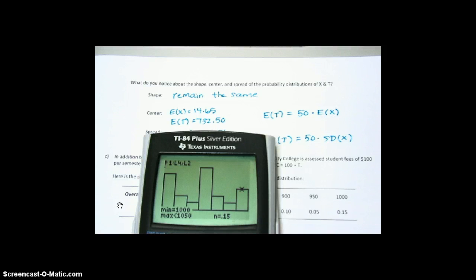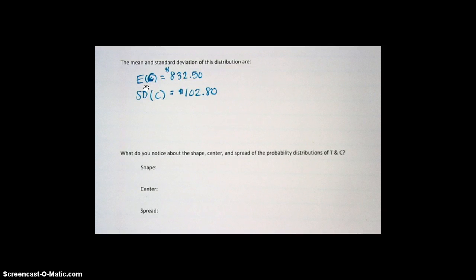Again, pause the video, take some time to practice the formulas for finding the expected value and the standard deviation, unpause, and then compare your answers to mine. Here's what I hope you found, that the expected value of the overall cost is $832.50, again that is the mean, and the standard deviation of the overall cost is $102.80. That looks familiar.